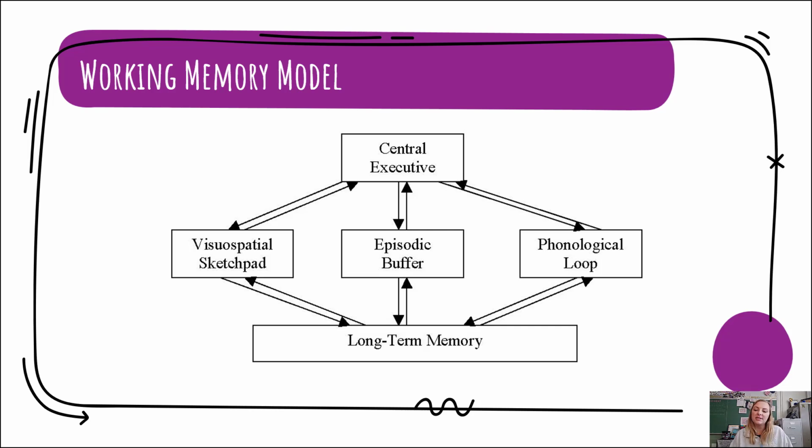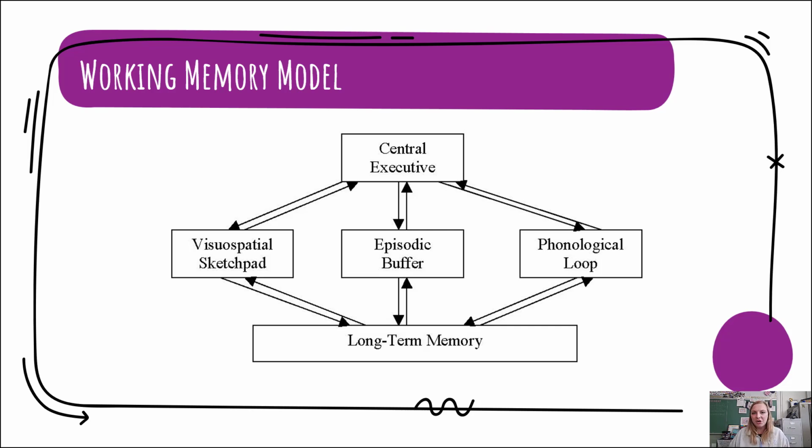The visuospatial sketchpad stores and maintains visual and spatial information. This is what we call our inner eye. This is our ability to take in and use all of the visual information that is being processed. Our phonological loop, on the other hand, stores and maintains verbal information. This is our inner ear. This allows us to take in auditory information, process it, and then determine what we're going to say back.